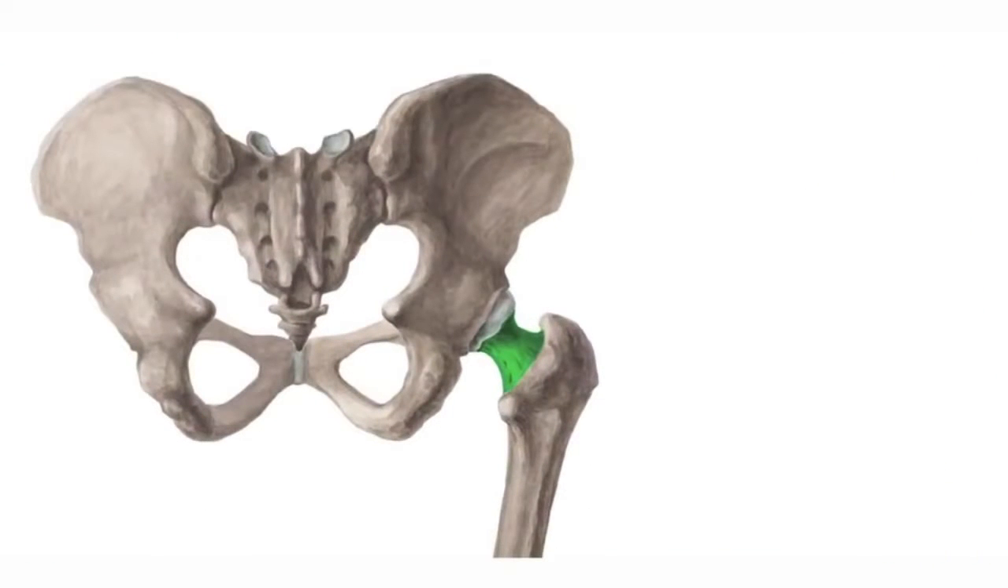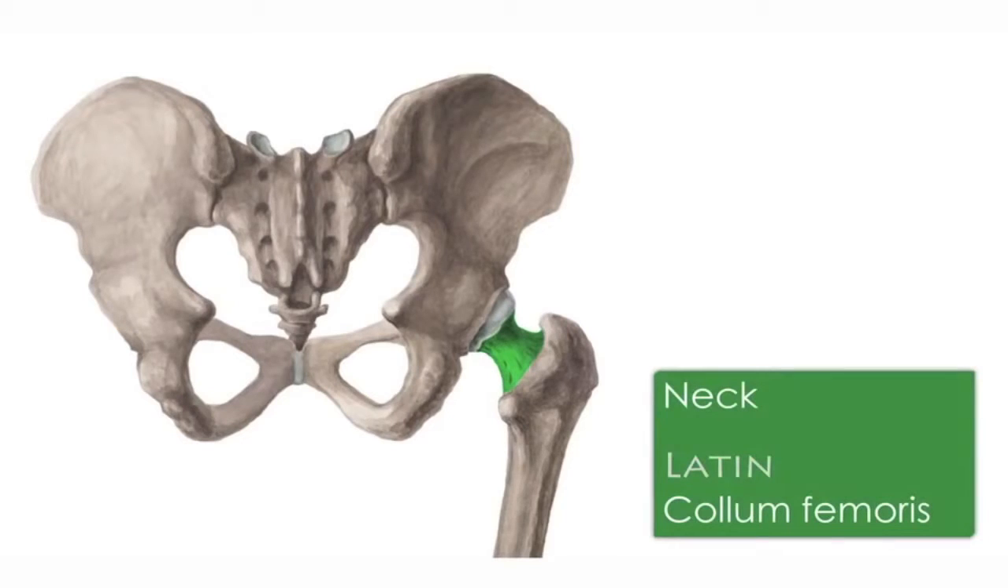Moving on to the next one, this time we're going to talk about the neck of the femur. And this is the portion that you find between the head right here and this other portion that we're going to talk about next, known as the greater trochanter.